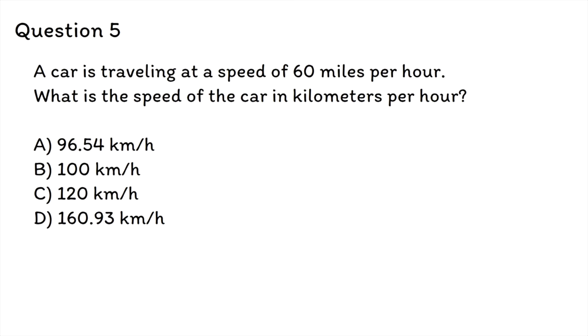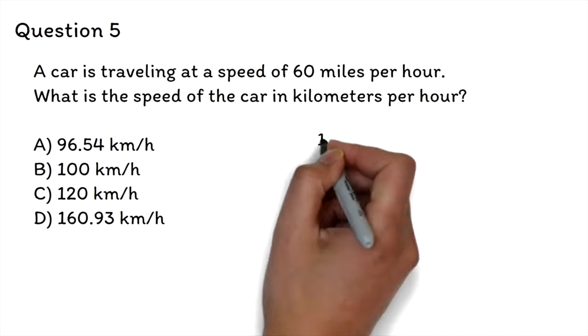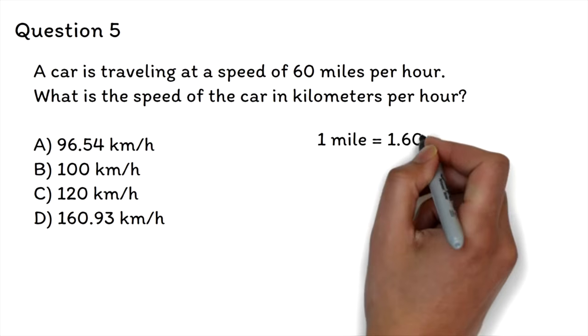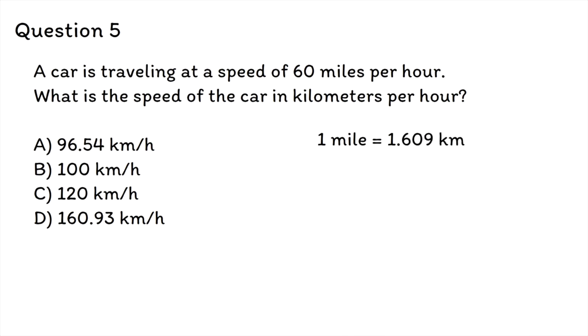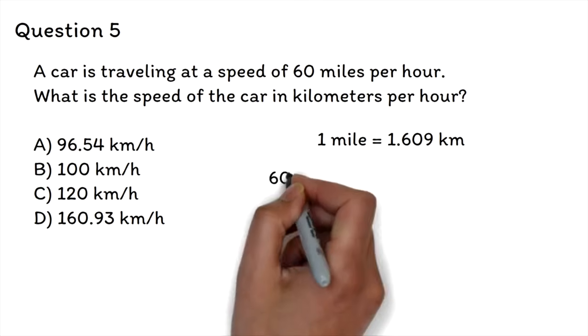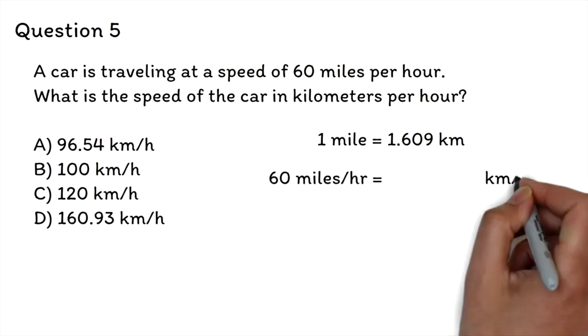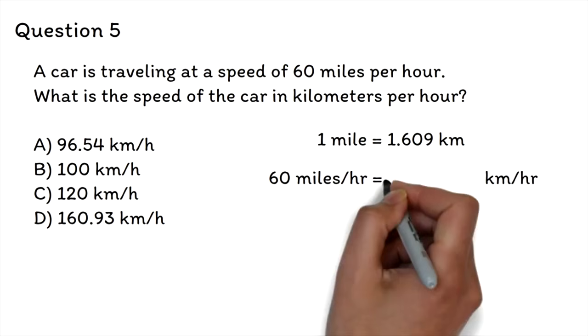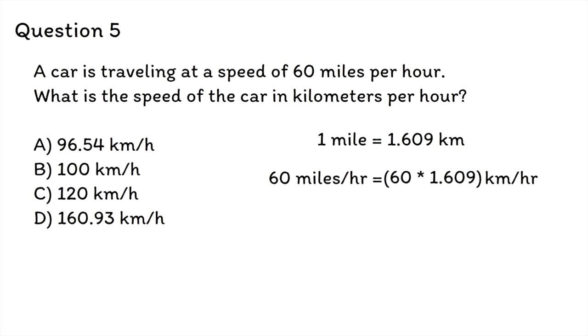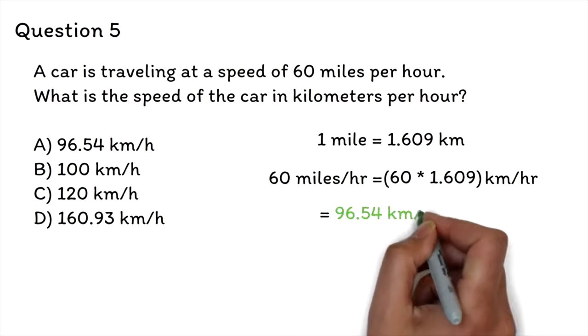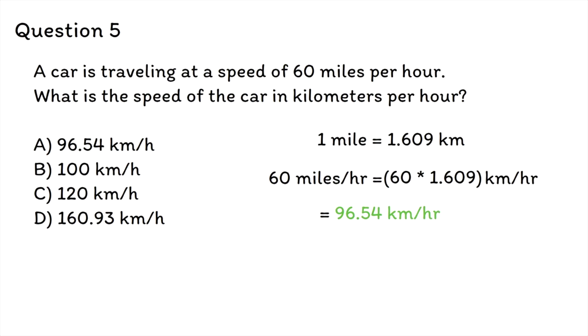160.93 kilometers per hour. To pass the GED science, it's important you know your conversions. To convert miles per hour to kilometers per hour, we can use the conversion factor 1 mile equals 1.609 kilometers. This conversion factor will be given to you on the GED. Therefore, to convert 60 miles per hour to kilometers per hour, we can just multiply 60 by 1.609. This gives us a speed of approximately 96.54 kilometers per hour. So the correct answer is A.